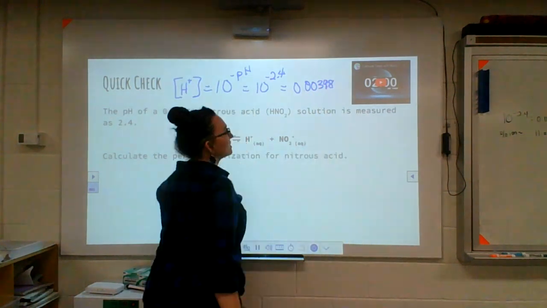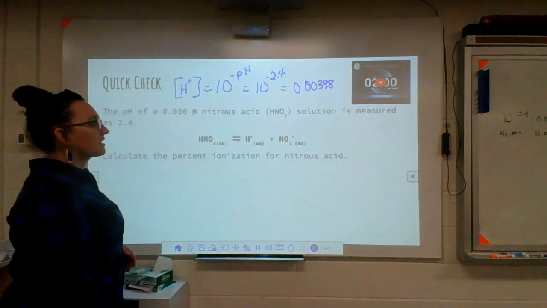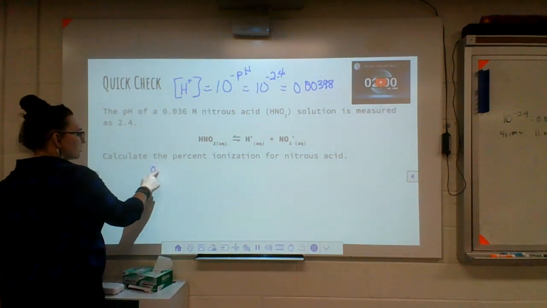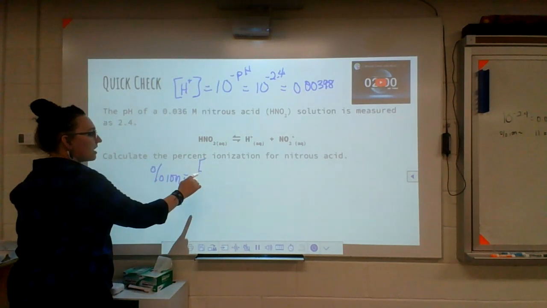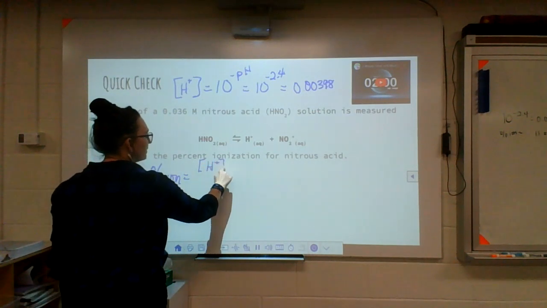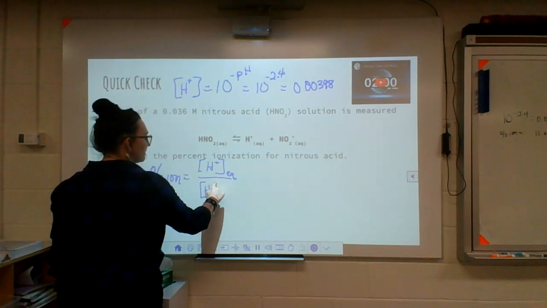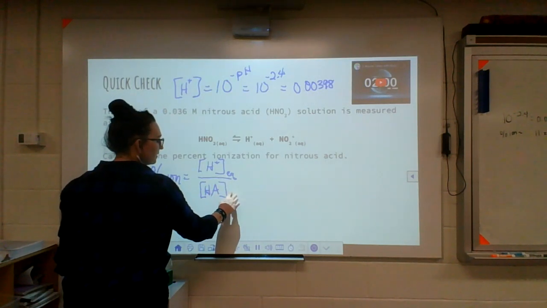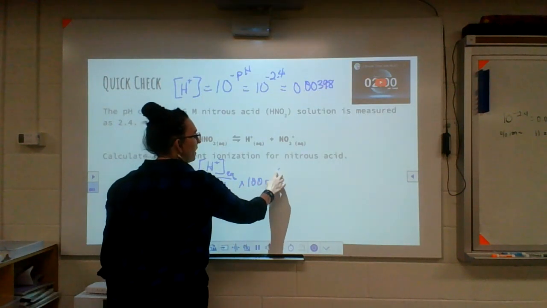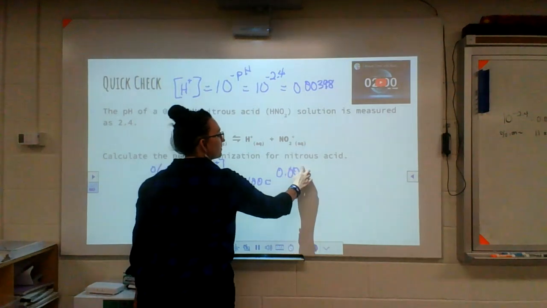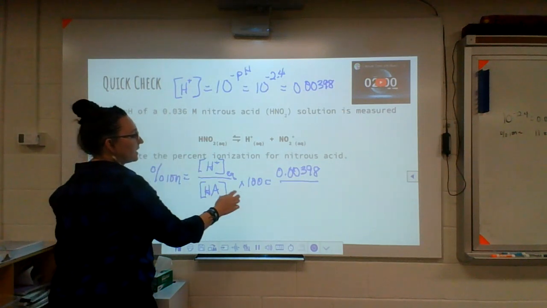So percent ionization is equal to the concentration of the hydrogen ion at equilibrium divided by the concentration of the molecular acid initially, times 100. And so I'll have 0.00398 divided by the initial concentration of my acid, 0.036, and then times 100 to convert to percent. And this comes out to around 11.